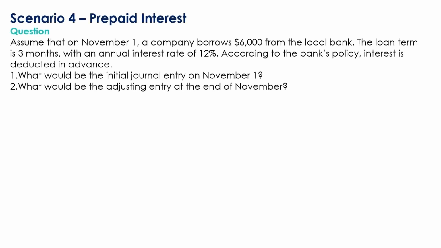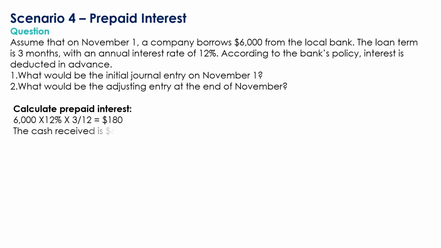Let's consider a scenario where a company needs a loan of $6,000. However, there is an important detail. The bank deducts the interest upfront. This means that the company doesn't receive the full $6,000 in cash. Instead, a portion of it is set aside as prepaid interest, an asset, since it represents a benefit that has already been paid for but not yet utilized. On November 1st, the company calculates the interest for the next 3 months at an annual rate of 12%. This results in $180, which is prepaid interest.